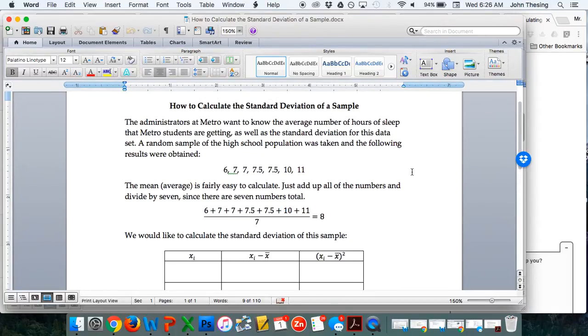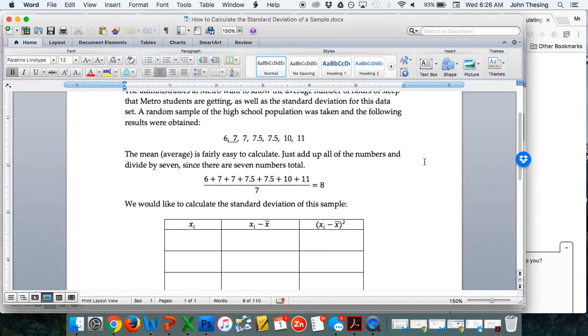The administrators at Metro want to know the average number of hours of sleep that Metro students are getting, as well as the standard deviation for this data set. A random sample of the high school population was taken, and the following results were obtained. Again, pretty small sample here. Obviously, you'd want to sample more than 7 people. But here's a sample. The first thing you need to do is calculate the average.